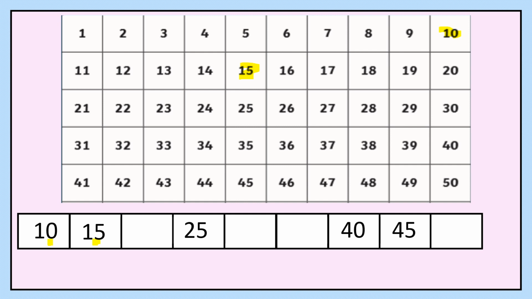Well done. 20. So 10, 15, 20, 25, 30. Well done. And then what comes after 30? 35. And what comes after 35? 40, 45, 50.